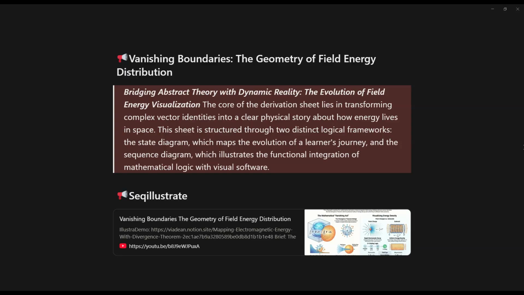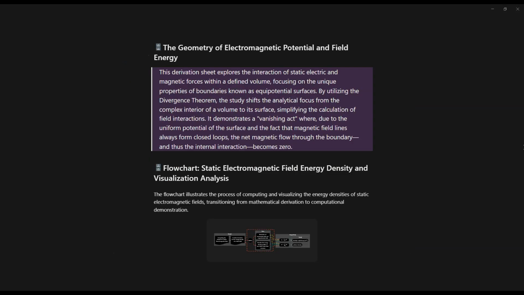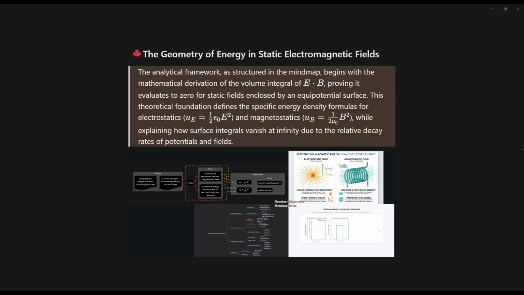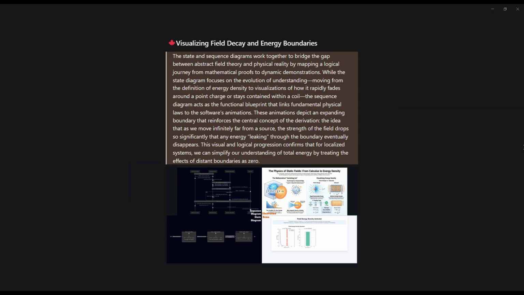Computational art. The transition from paper derivations to digital simulations, where the steep decay of a point charge is contrasted against the steady, rectangular profile of a solenoid's internal field. The final synthesis. Ultimately, this is a story of independence and geometry.